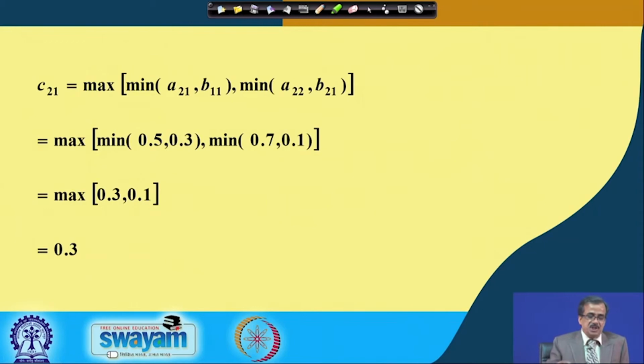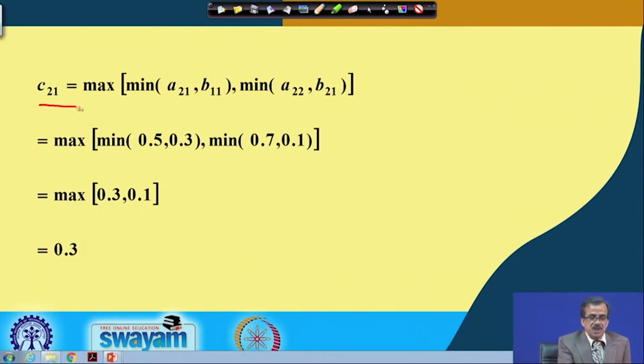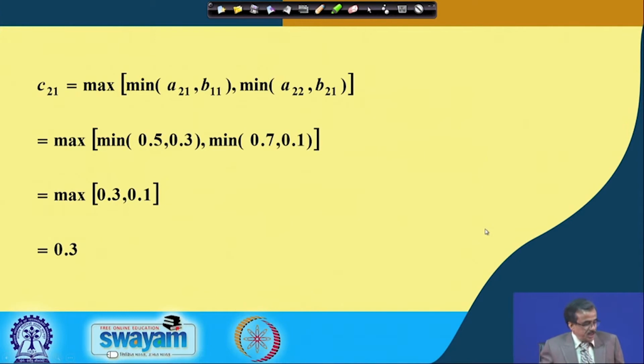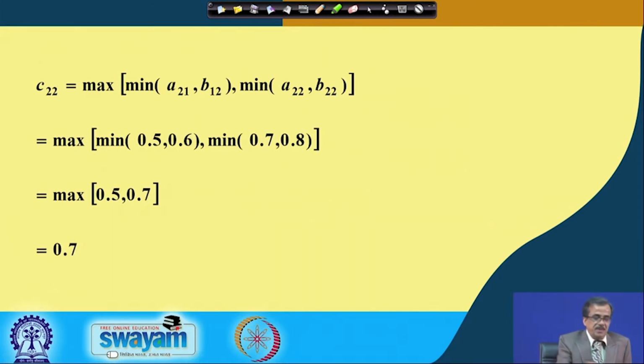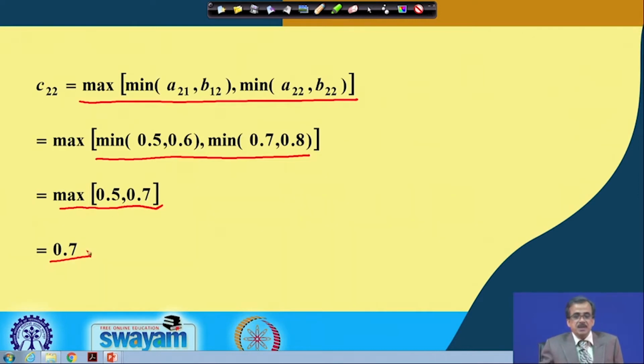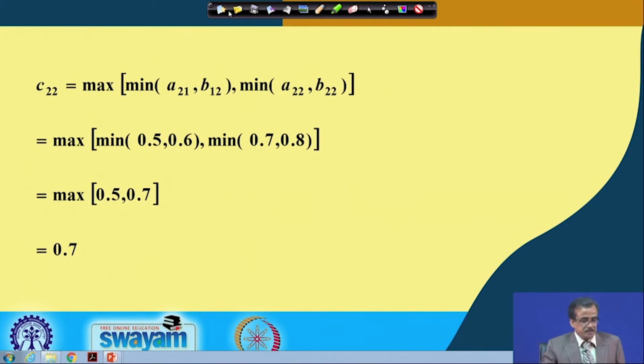So, C13 is nothing but 0.3. Now, following the same procedure, I can also find out C21 using this particular expression, and if you insert the numerical values, I will find the maximum between 0.3 and 0.1, and you will be getting 0.3. Now, by following the same procedure, you can also find out the next element, C22, which is nothing but this. When we substitute the numerical values, we get the maximum between 0.5 and 0.7, and I will be getting 0.7.